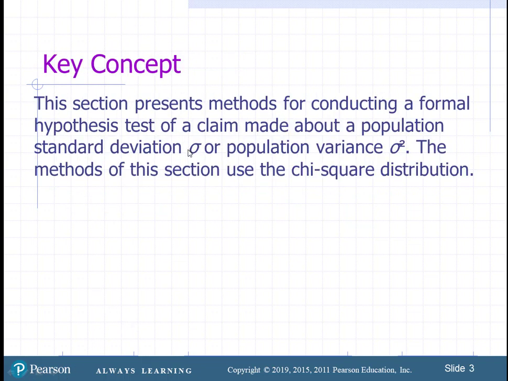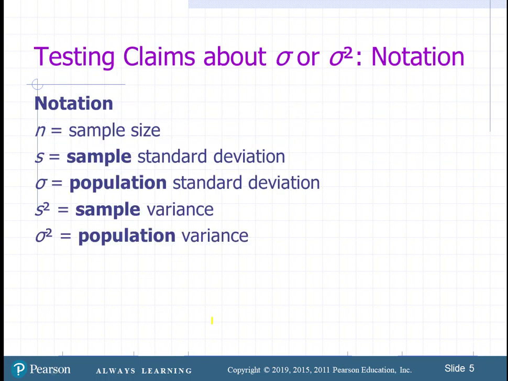We're going to look at a claim, and remember, standard deviation is not squared, but variance is. And we're going to use the chi-squared distribution again. Here's the notation, which should be pretty familiar to you now. N is our sample size. S is the sample standard deviation. That's our statistic. Sigma is our population standard deviation. That's our parameter. And both of those squared would be our statistic variance and our parameter variance.